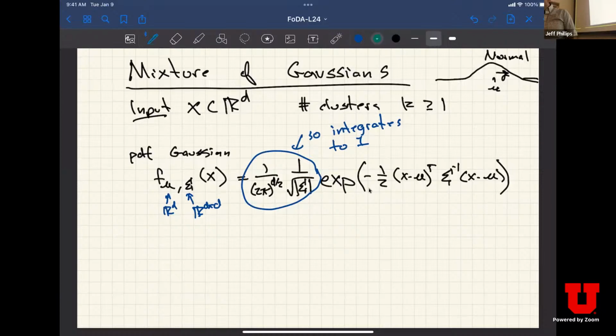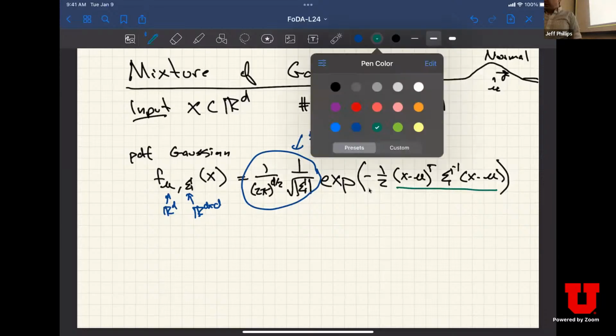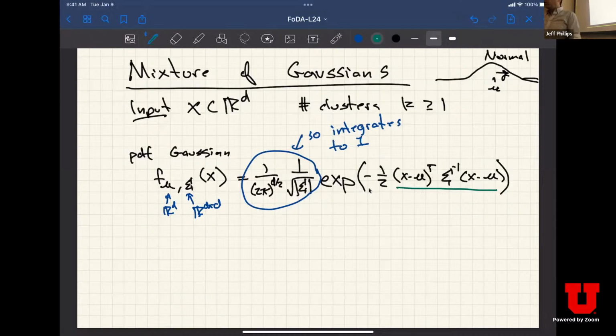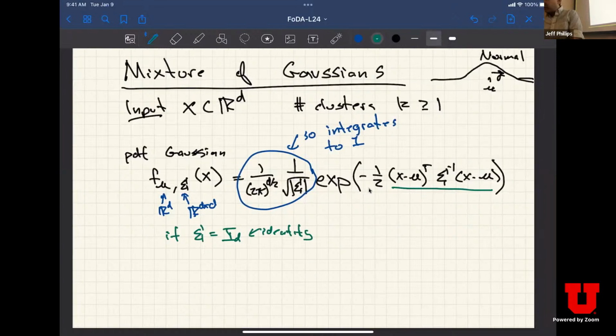What's interesting is what's happening here. The minus 1/2 is kind of like the normal distribution. Let's see what happens if sigma is equal to the identity matrix, I_D. If this is the identity matrix, then let's look at this expression.